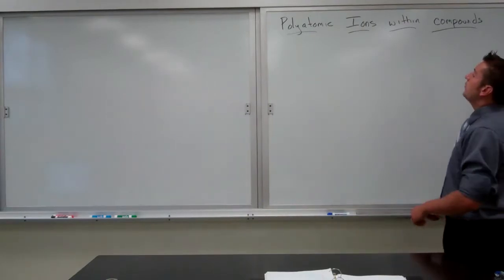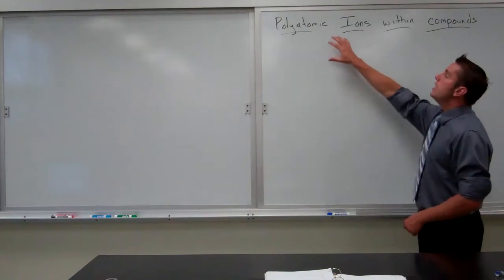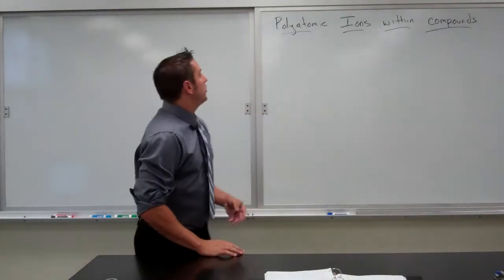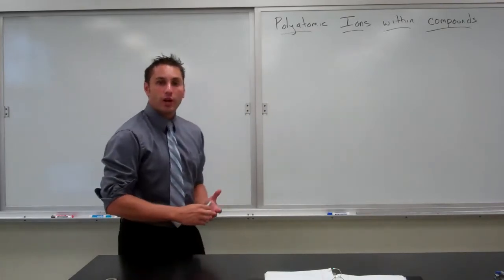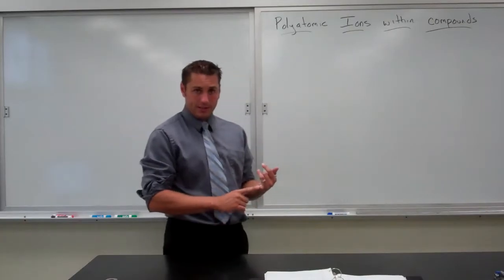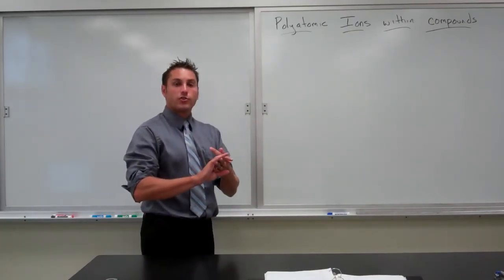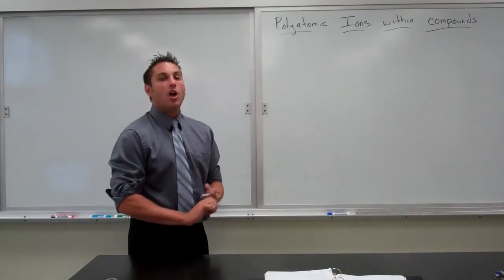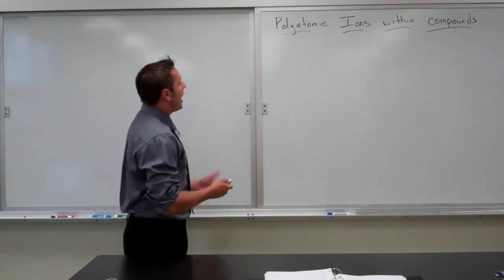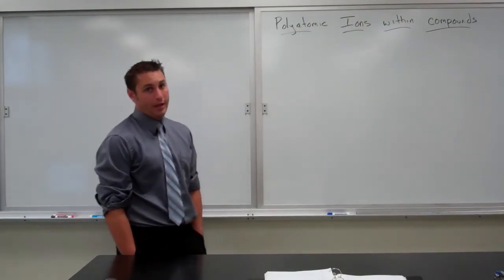As you can see from the title of this video, this tutorial is about learning how to depict polyatomic ions within compounds. To this point, we've learned how to draw Lewis structures of a lot of different things: Lewis structures of elements, Lewis structures of ionic compounds, Lewis structures of covalent compounds, Lewis structures of polyions alone, and now we need to look at how we tackle a polyion when it's part of a bigger compound.